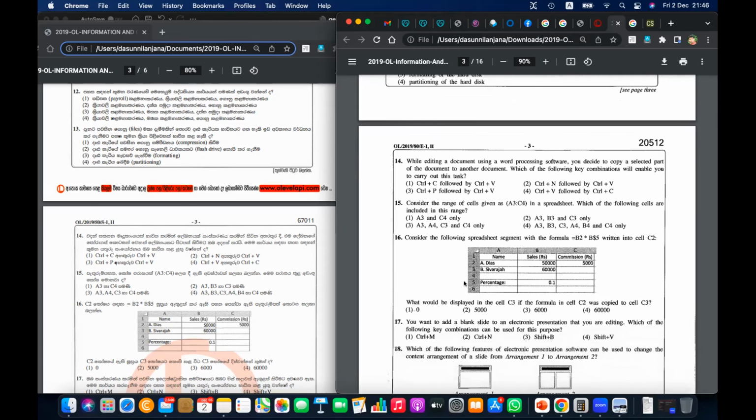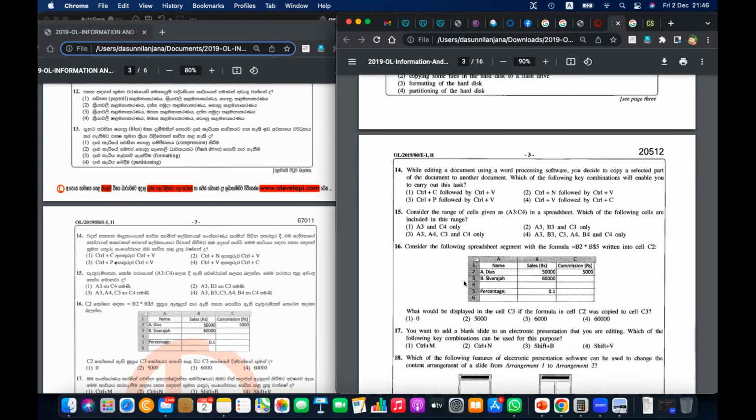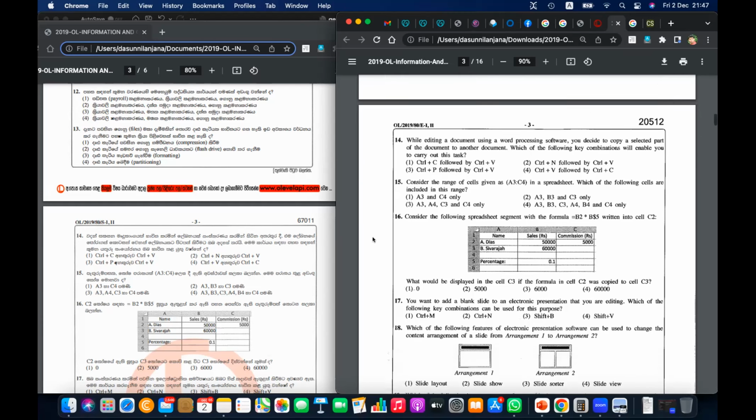Then, while editing a document in word processing software, you decide to copy a selected part of the document to another place. Which of the following key combinations? Copy and pasting: Control C and Control V. Control C to copy. Again, 14, number 1 is the answer. Control C to copy, Control V to paste. Right?